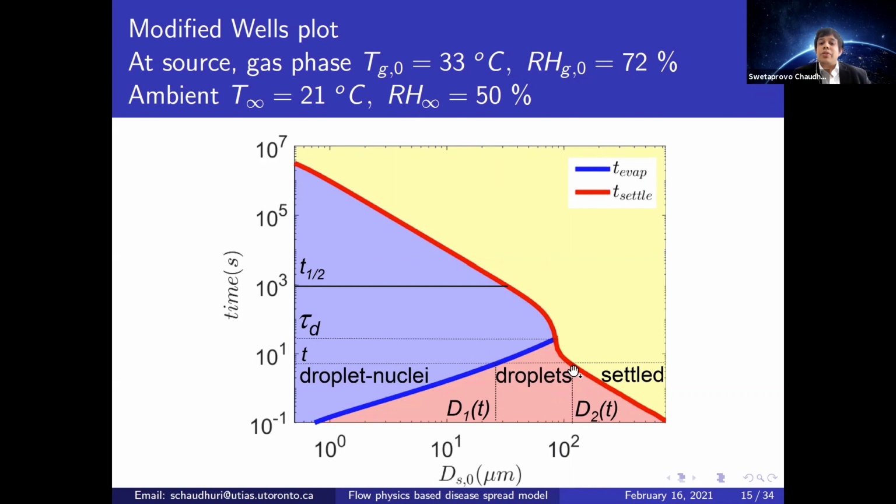And what fraction has settled? This becomes very important in telling us at any particular instant of time what is the state of the cloud, of the cough cloud that was ejected. We can say that from this curve itself. This is the state of the cloud.